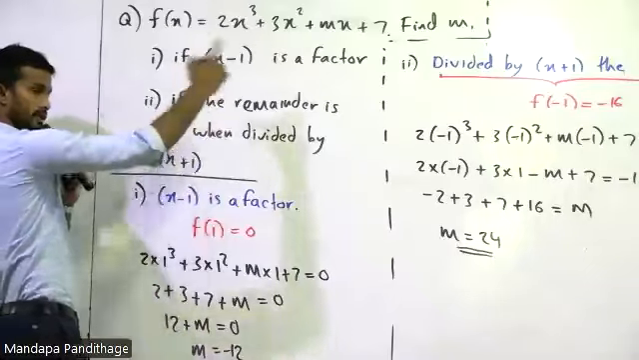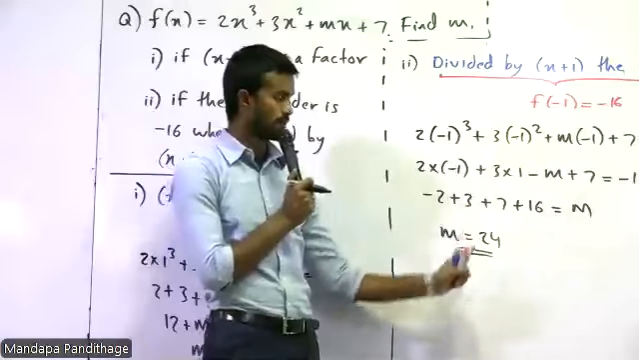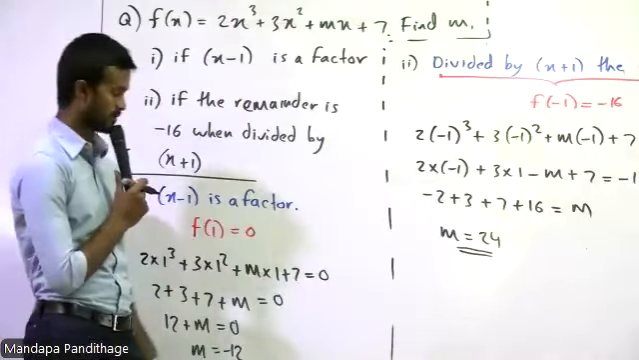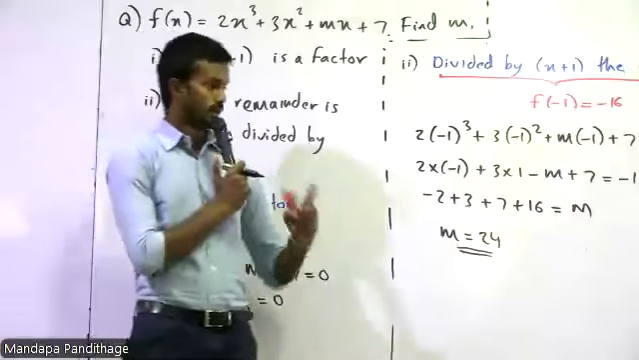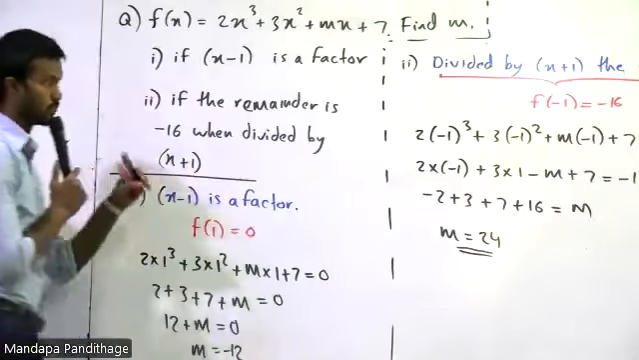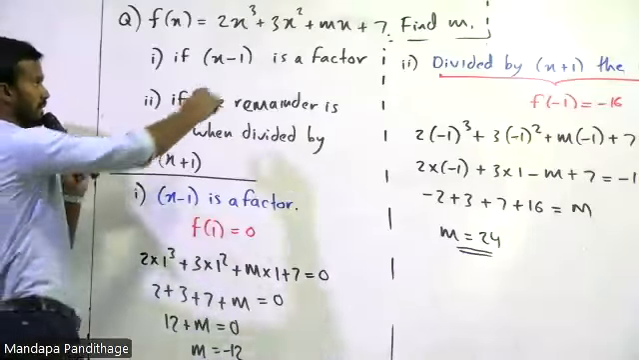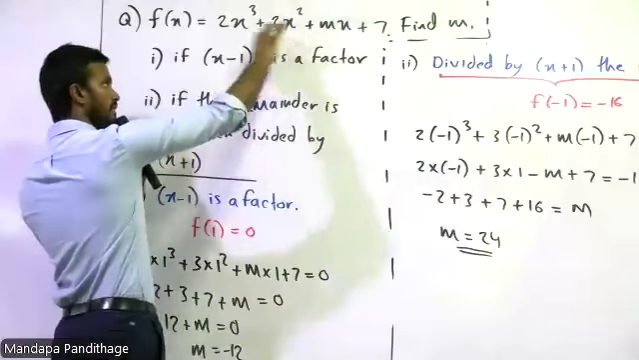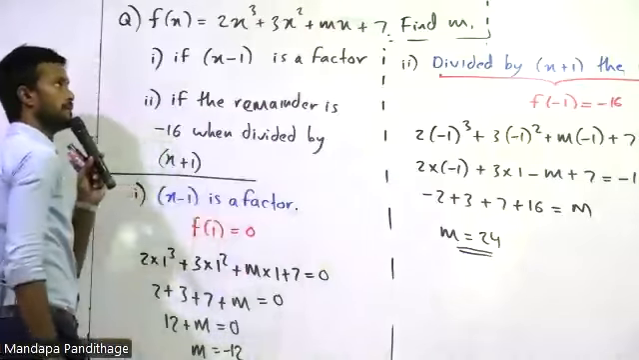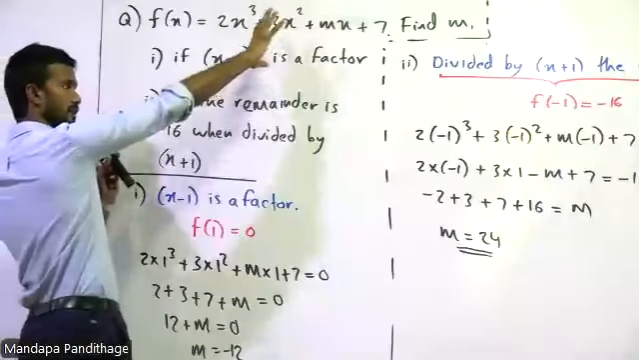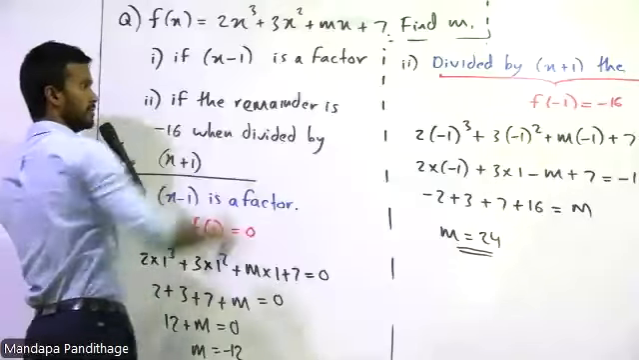If, when divided by x plus 1, the remainder is minus 16, then m is equal to 24. Hands up, who got minus 12 and 24? Good. So this is one type of question that we get from factor theorem. They have given a variable and mention a factor, and using the factor, we can find that variable.